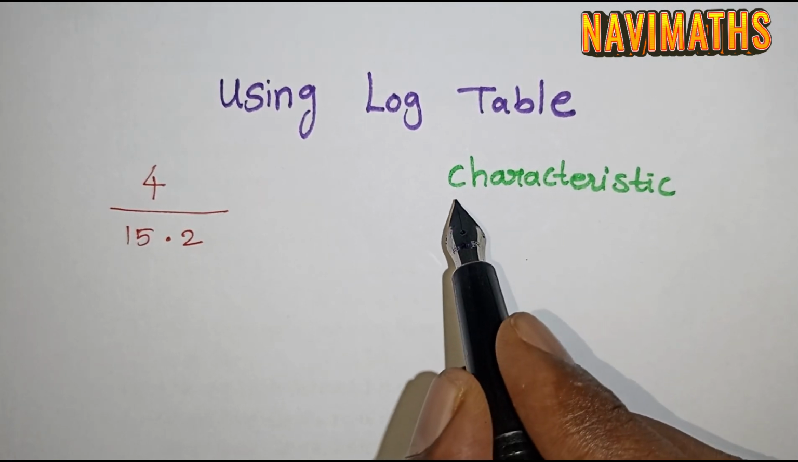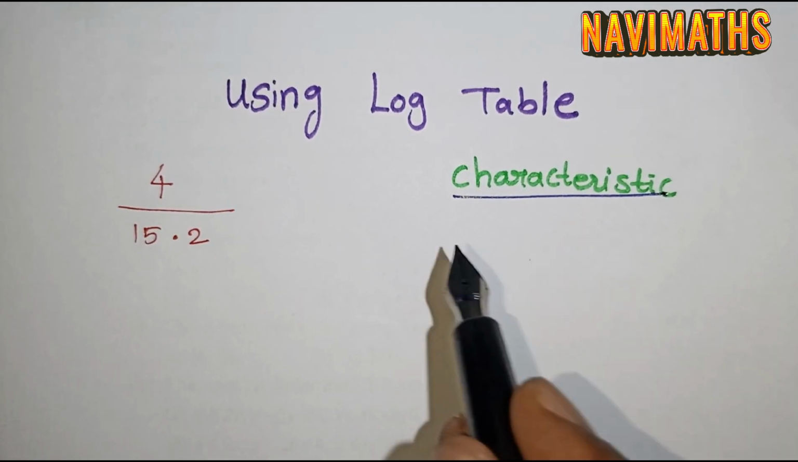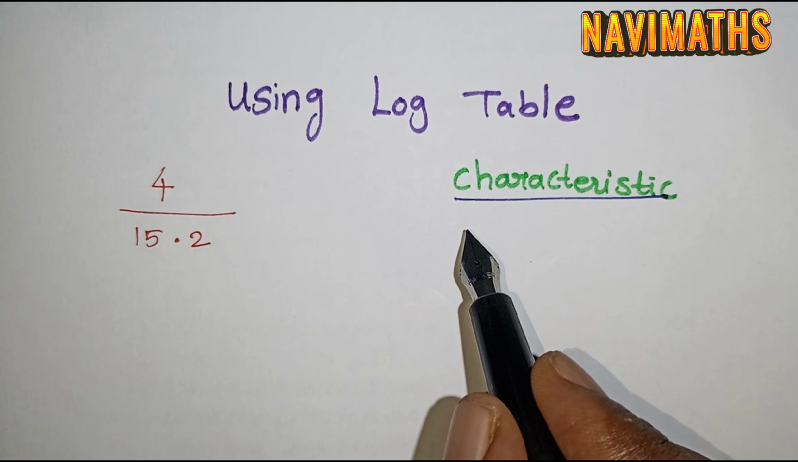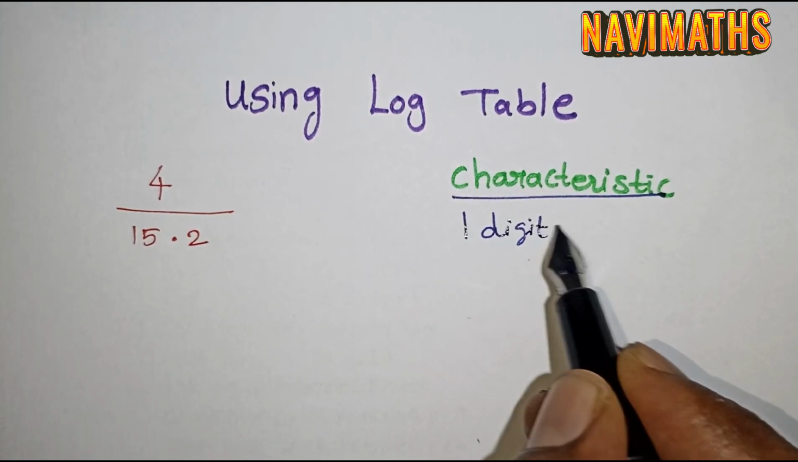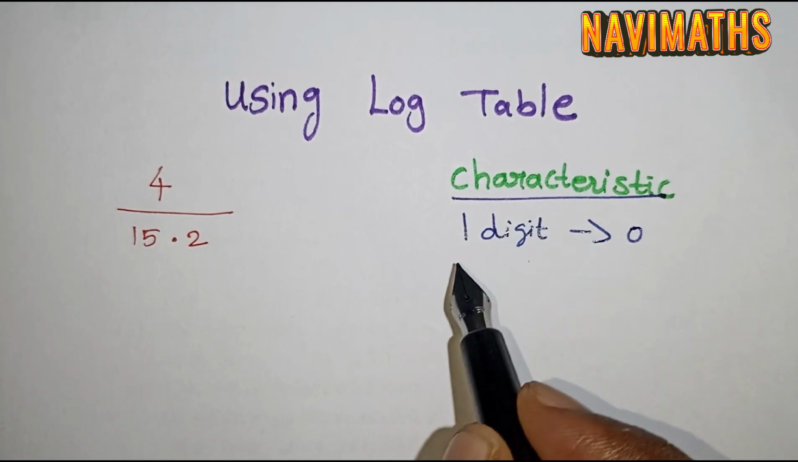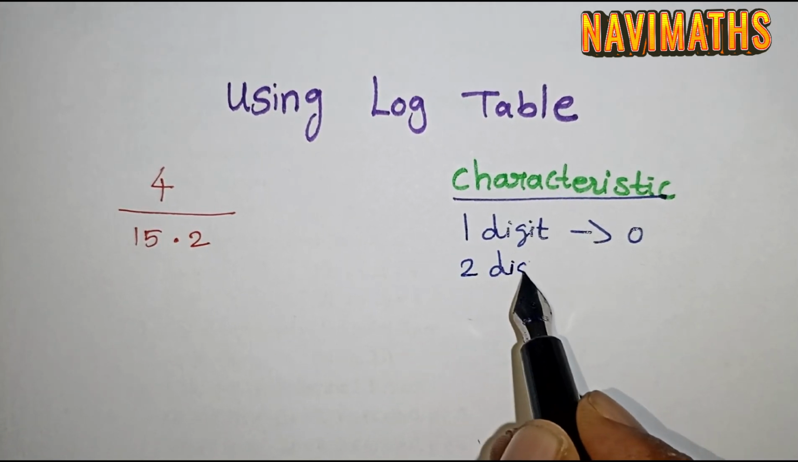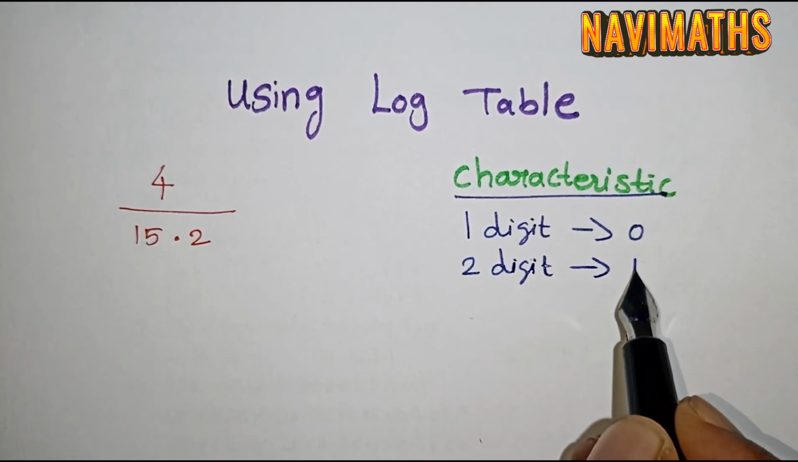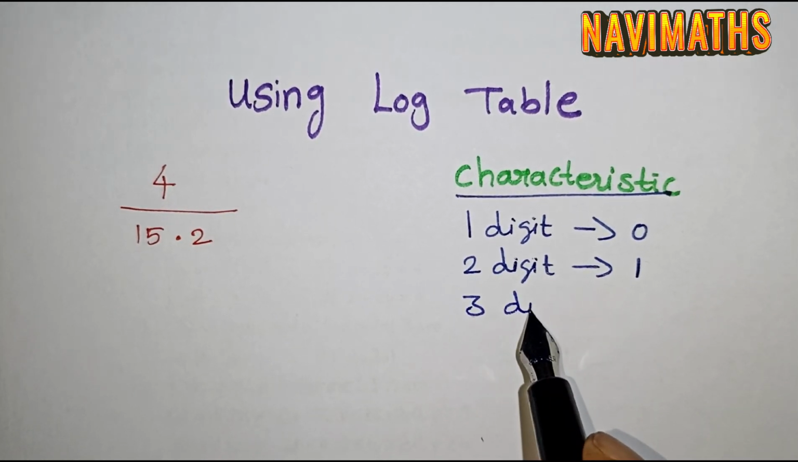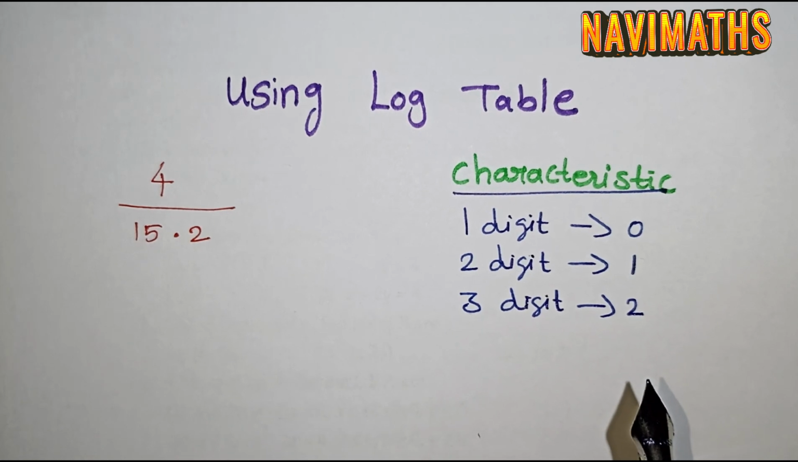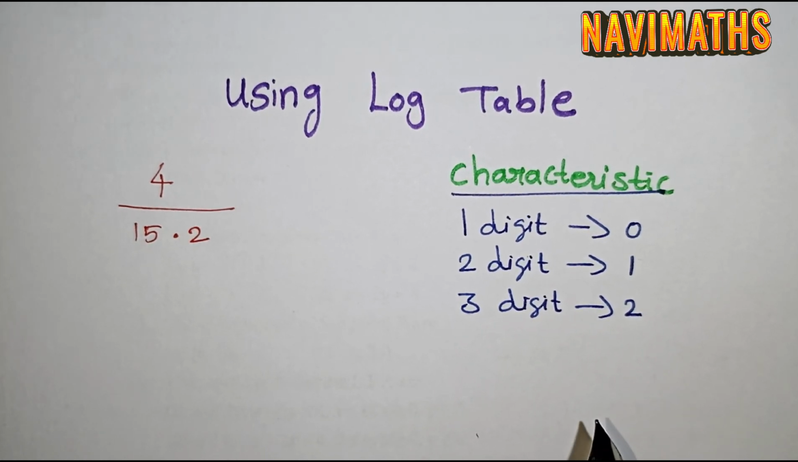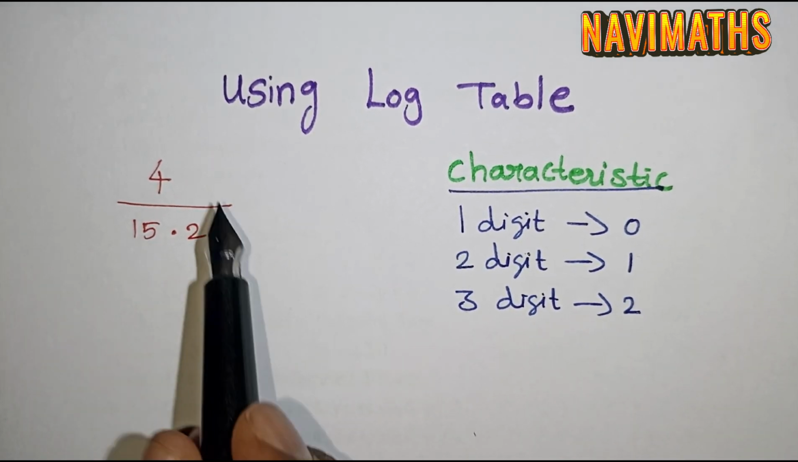Before using the log table, we must know what is meant by characteristics. Characteristics means if we are given a one digit number, we should take the characteristic as 0. If it is given a two digit number, we should take the characteristic as 1. If we are given a 3-digit number, we should take 2 as the characteristic. For less than 1, we should take a negative characteristic. For example, look at the question.